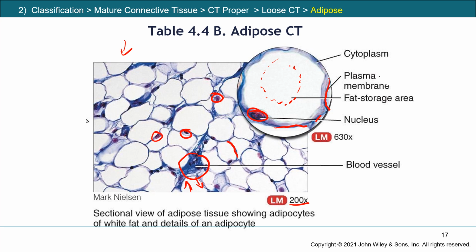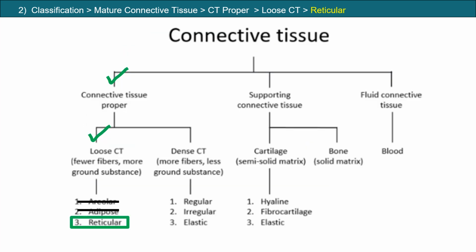Now, remember there is more information in your textbook that you can read about this, and I just try to summarize as much as I can. So please feel free to take a look at your textbook. So we're finishing with the loose connective tissue.